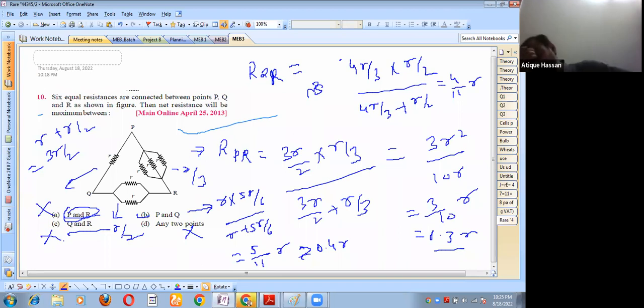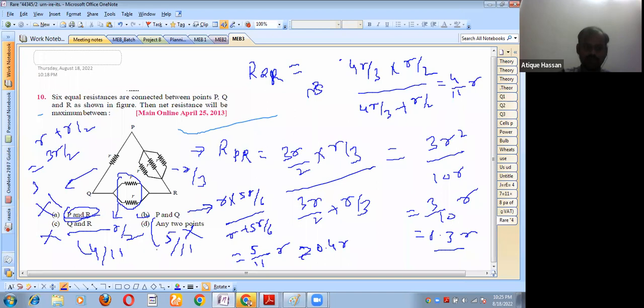All of you understood this one? So this is nothing to do. Just what we have to do is find equivalent resistances, and see where you are getting parallel resistance. Between P and R, you got 3 by 10. Between P and Q, you got 5 by 11. And here you got 4 by 11. So the maximum value is B. All of you understood?